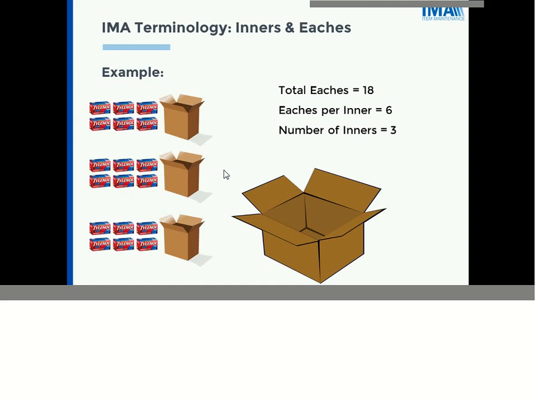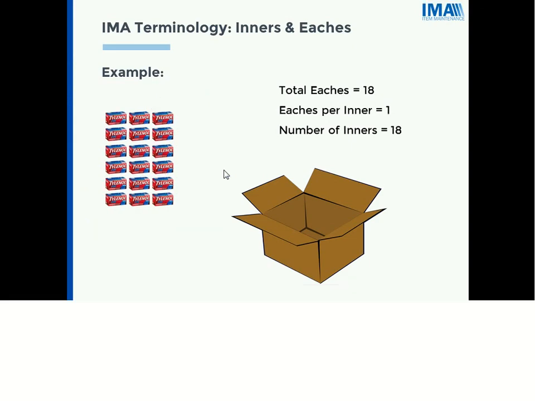Now in this example, we're not really using any inners, and we're just putting all of the boxes of Tylenol into that big carton. So in that case, our total eaches is 18. And then each of these eaches are now counted as an inner. So eaches per inner is 1, and the total number of inners is 18. So if you only had, let's say, 6 boxes of Tylenol, then it would be 6, 1, 6.